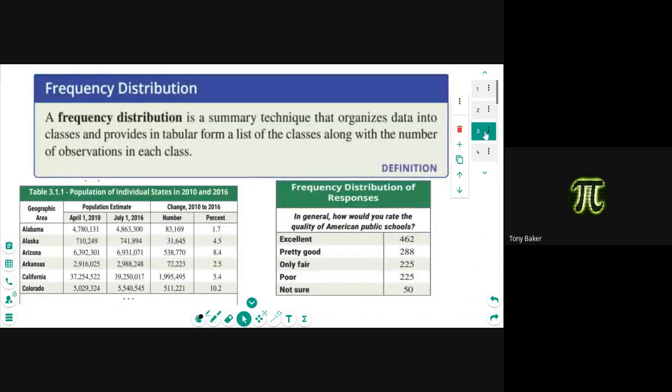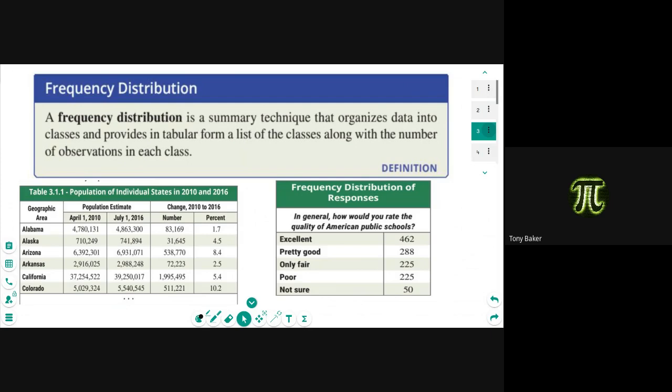All right. So the first thing before we can actually start looking at data and looking at graphs, we need to have a way to collect that information. The one way that we typically collect that information is known as a frequency distribution. So a frequency distribution is just literally a tabular form collecting all the data.